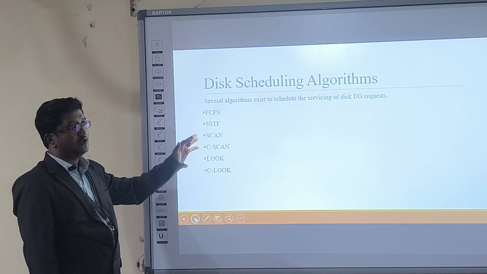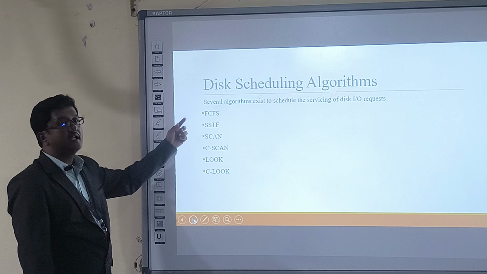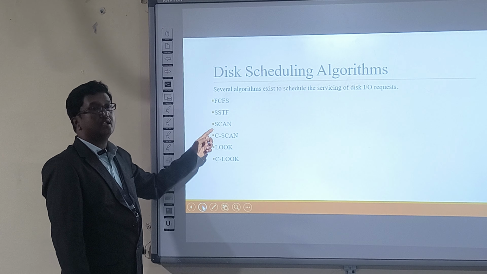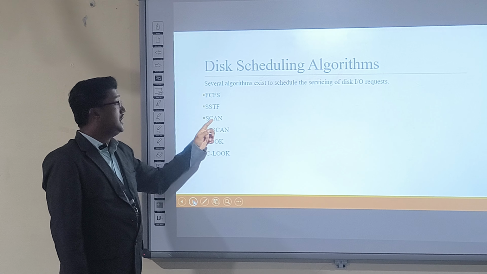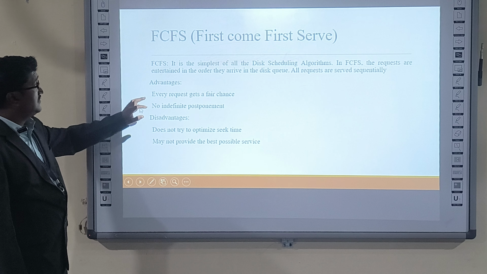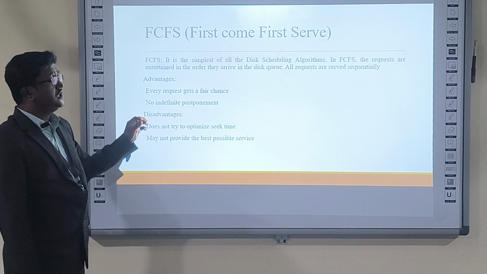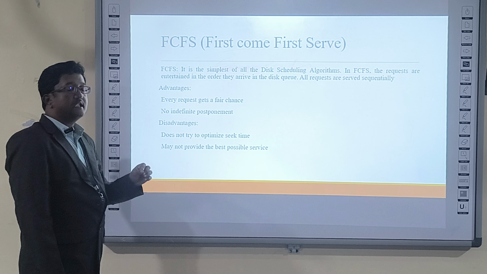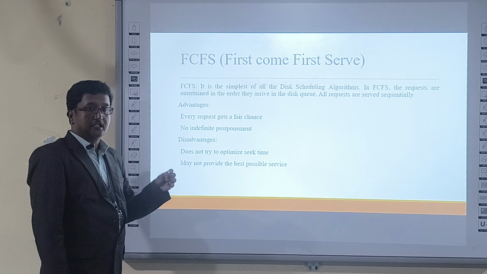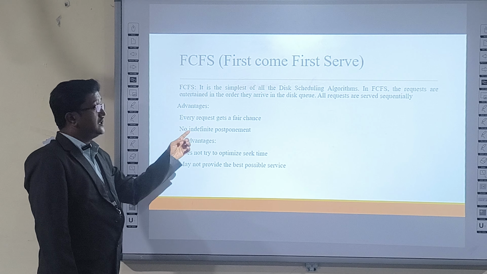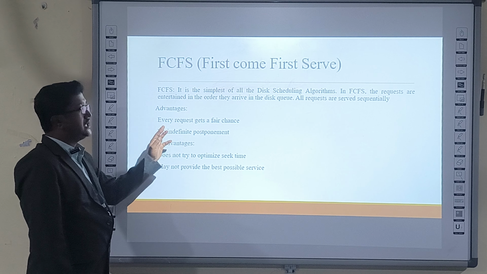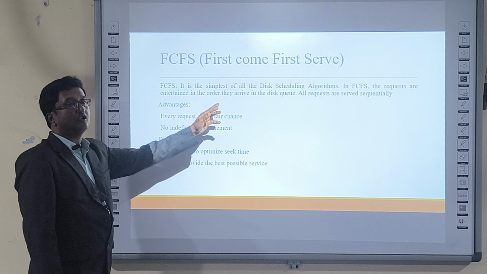The algorithms we use for disk scheduling are FCFS, first come first serve, SSTF, which means shortest seek time first, and also SCAN, C-SCAN, and LOOK. First come first serve is the simplest and easiest form of disk scheduling algorithm. It works like a queue, first in first out: whichever data comes first will be served first.